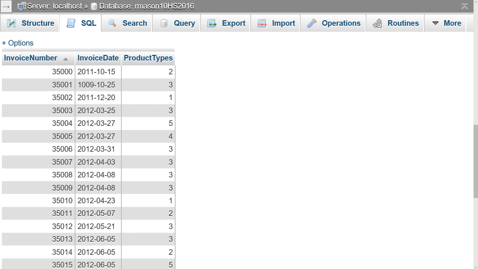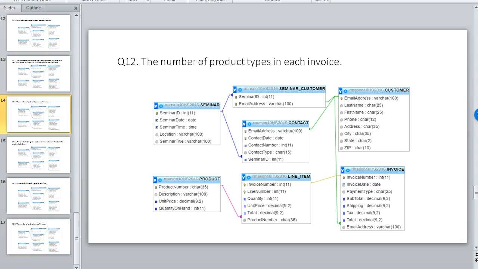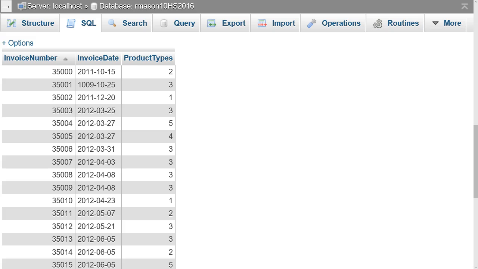Anyway, if we go back to our question, the number of product types in each invoice, we just did that. So they're not just buying one type of product in an invoice. Generally, they're buying more than one type of product in an invoice. And that's query 12.